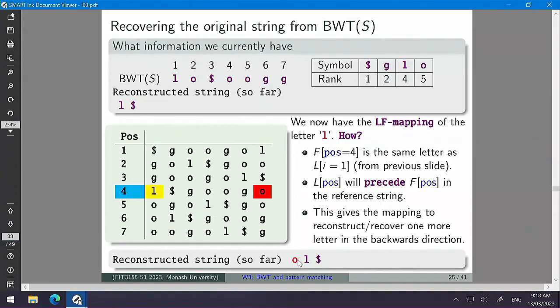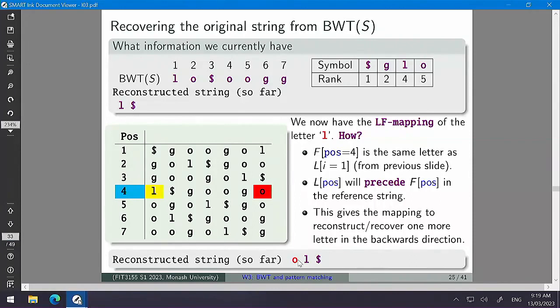Okay, now I'm looking at i equals 4. Now, what is the rank of O? Rinse and repeat. What's the rank of O? Now I look at the rank table so that I don't miss. So what is the rank of O? It's 5. How many times have I seen O from 1 and before the current i, which is 4? I've seen it once, at this position 2.